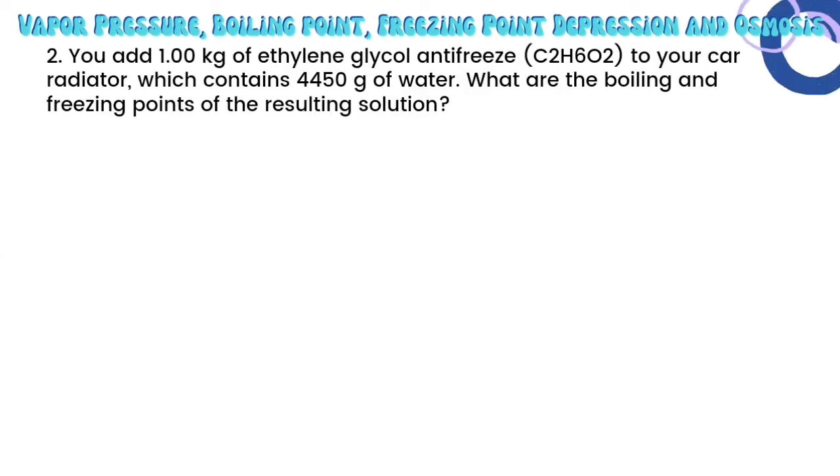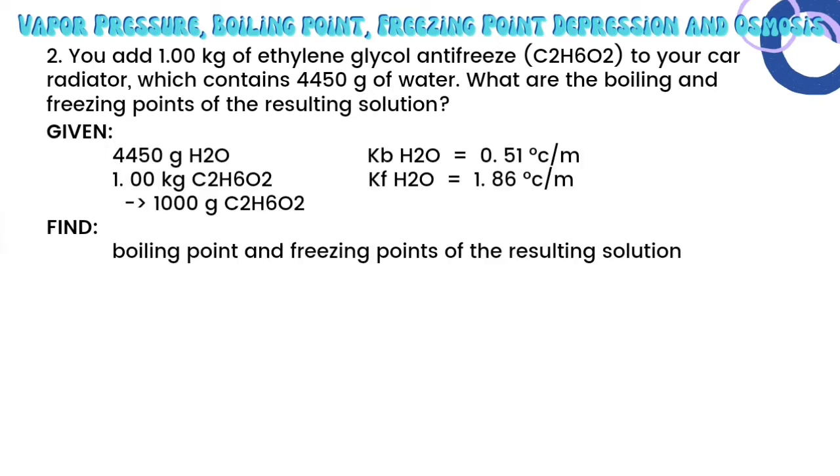Example number 4 states that you add 1 kilogram of ethylene glycol antifreeze to your car radiator, which contains 4,450 grams of water. What are the boiling and freezing points of the resulting solution? Here lies the given in this situation; for us to find the boiling and freezing points, they need to be calculated.